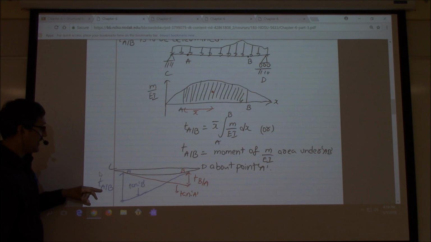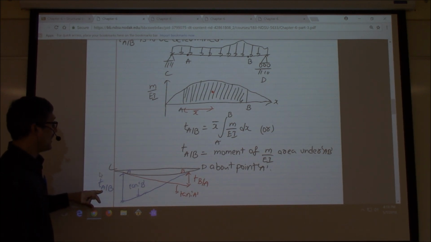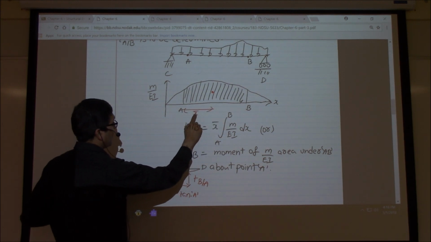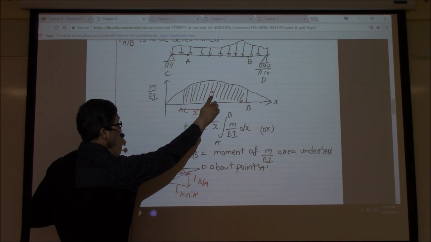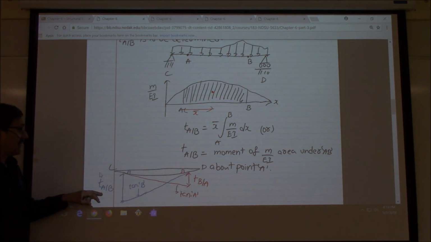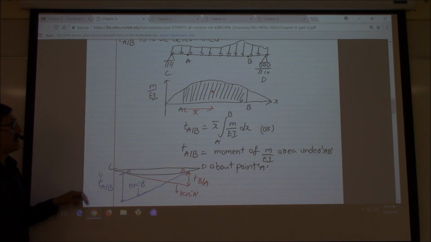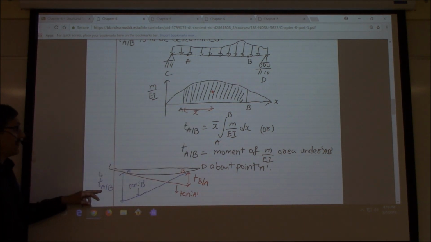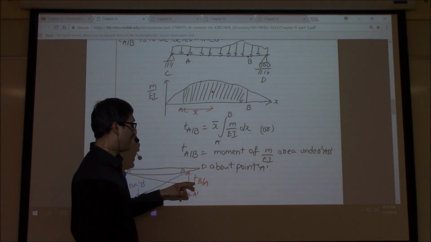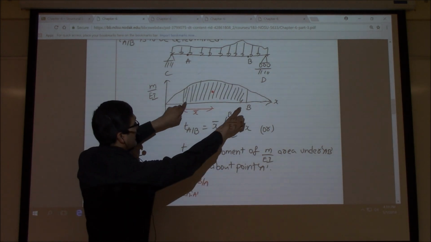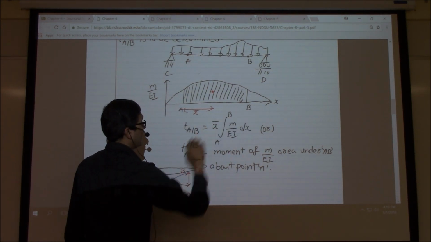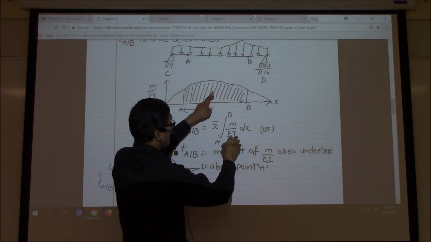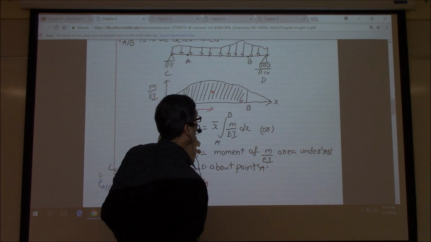So for example, if I want to find tA by B, I have to multiply the area of the M by EI diagram between the points A and B with x bar, where x bar is the distance of the centroid of this M by EI diagram from the point A. So whatever is the point of interest, the moment of area should always be evaluated with respect to that particular point. For example, if I want dB by A, I have to once again evaluate the M by EI diagram enclosed by these 2 points A and B, and then multiply that area with the distance from the centroid of this M by EI diagram to the point B.